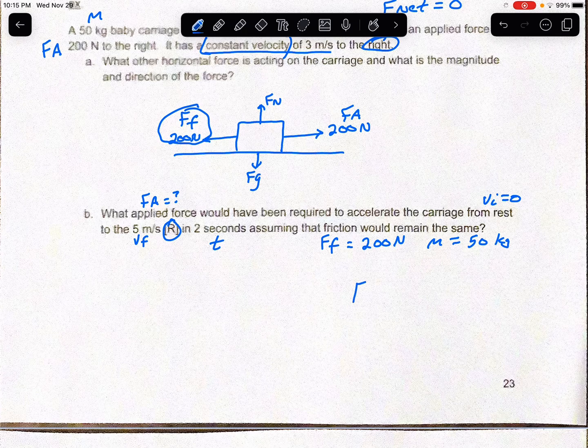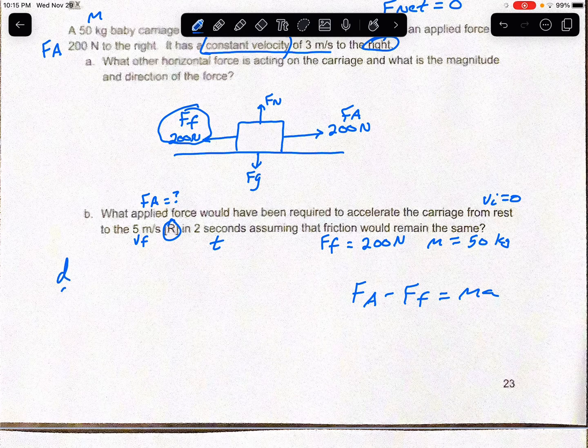So remember, FA minus FF equals M times A. So we're going to see, do we have enough? Do we have FF? Yep. Do we have mass? Yep. Do we have A? Nope. Okay, so we can't solve that problem just yet.